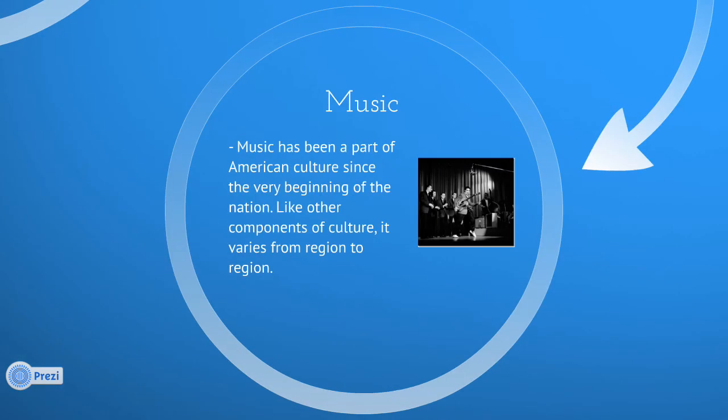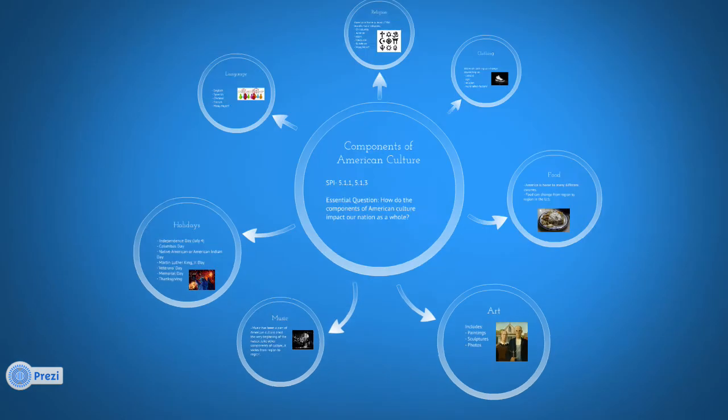Now, music is a huge part of American culture, and you see there's a picture of Elvis Presley, who is one of the most influential musicians in American history. Since the very beginning of the nation, music has impacted our nation. And it also varies from region to region depending on what part of the country you're in. For example, if you live in Nashville, Tennessee, a dominant form of music that you would hear would be country music. You may not hear as much country music if you lived in Massachusetts. So it can vary from region to region.